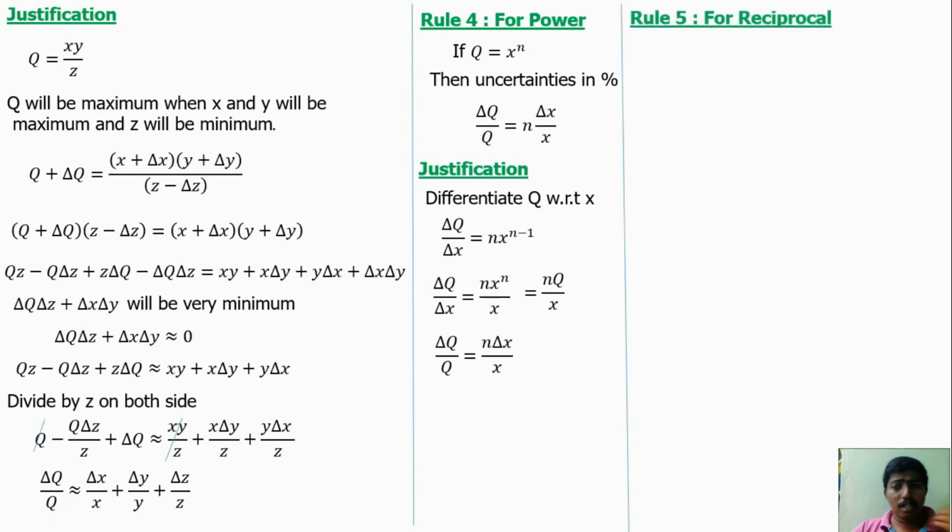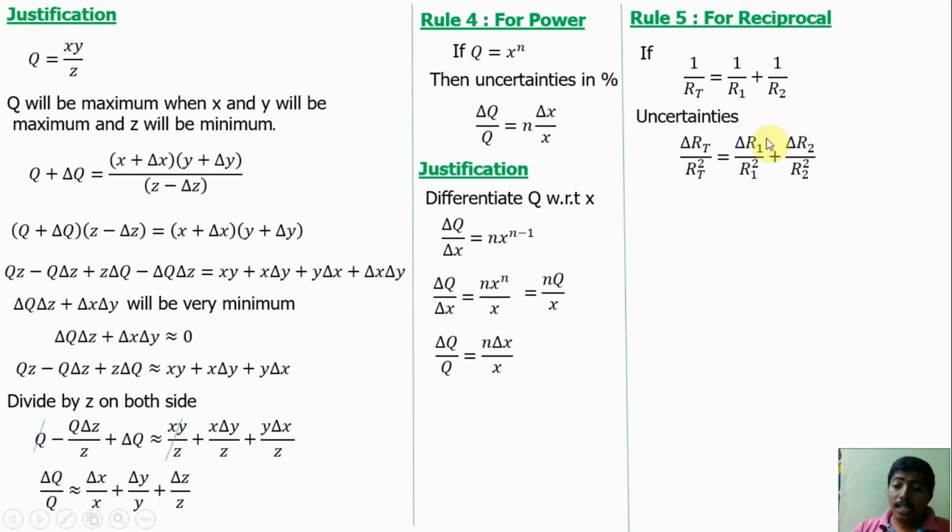Next, the fifth rule for reciprocal terms. For example, if 1/Rt is equal to 1/R1 plus 1/R2, R1 has some uncertainty, R2 has some uncertainty. What is the value of Rt? ∂Rt, the uncertainty of Rt. Here the uncertainty ∂Rt/Rt² is equal to ∂R1/R1² plus ∂R2/R2². This is the uncertainty. Now the justification.